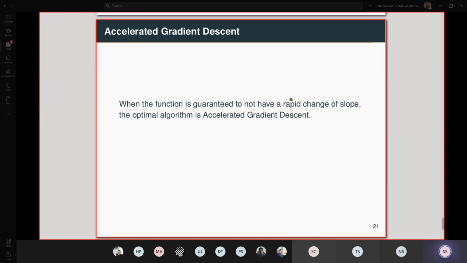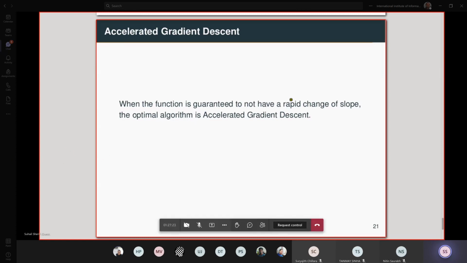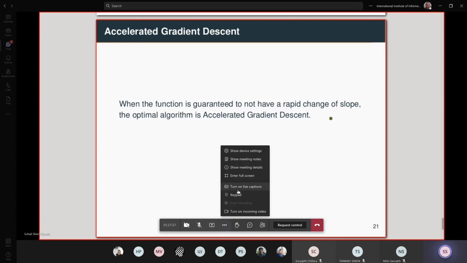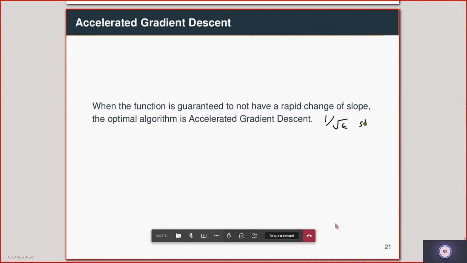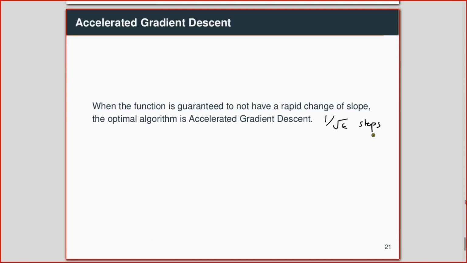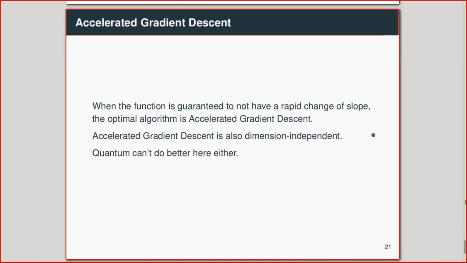And if you're guaranteed that that doesn't happen, then the optimal algorithm is something called accelerated gradient descent. It manages 1 by square root epsilon steps with that guarantee. And it's optimal for randomized algorithms. And we also showed that even for quantum, accelerated gradient descent is the best algorithm.